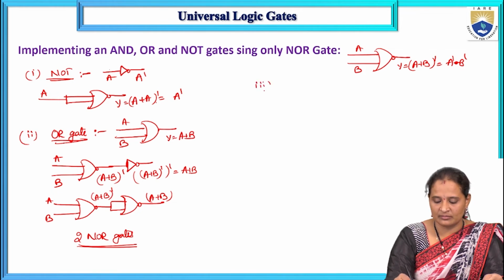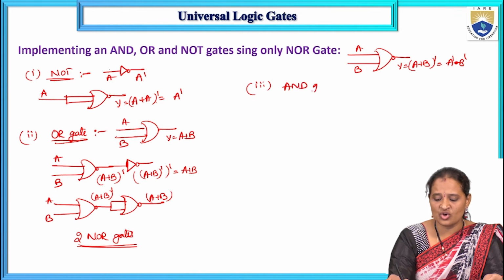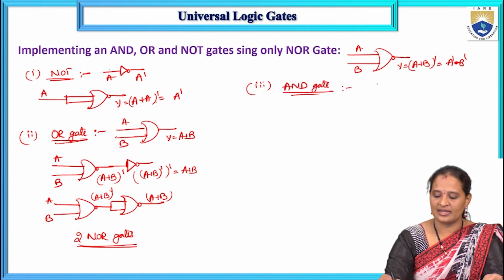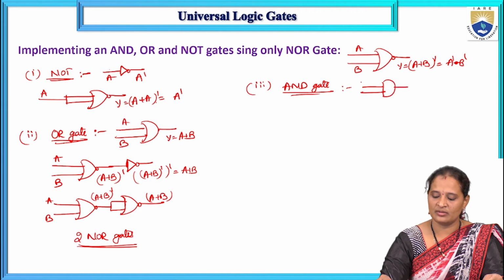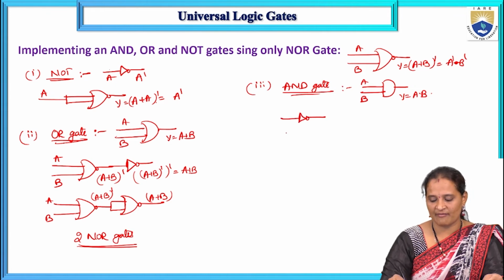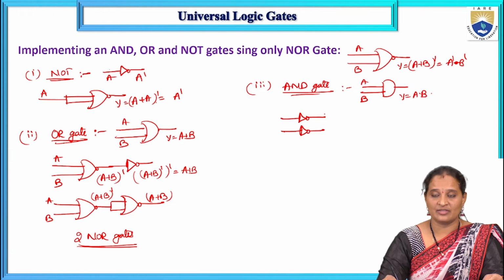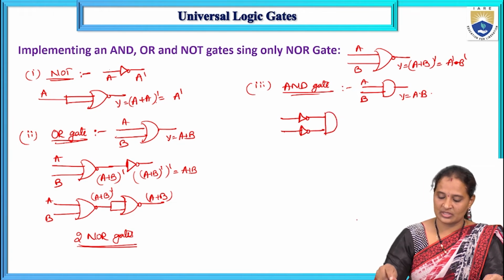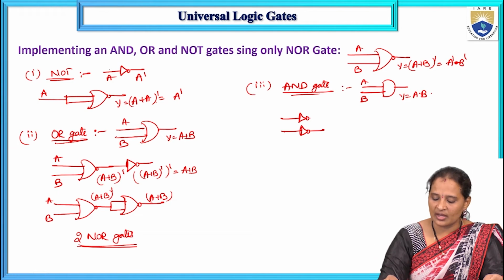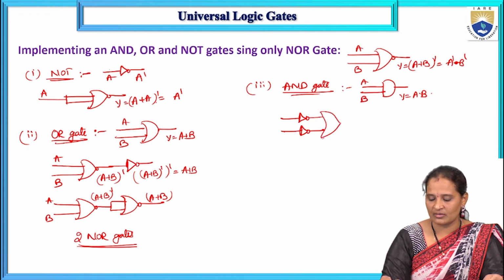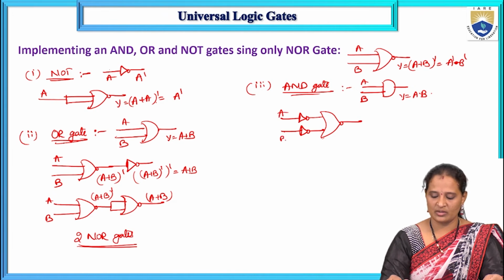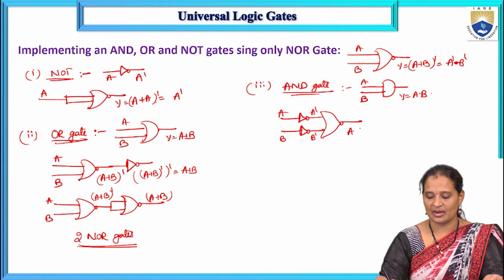Now coming to the third one, the AND gate. As we all know, the symbol of the AND gate is this one. So y is equal to A dot B. Now I want to implement this, so again the same logic I have to use. I am using an inverter at both the input sides. Sorry, this is a NOR gate I have to use. So now I'm using a NOR gate. What is this one? Before applying to the NOR gate, the inputs are getting complemented, so A bar, B bar. So A bar plus B bar whole bar.